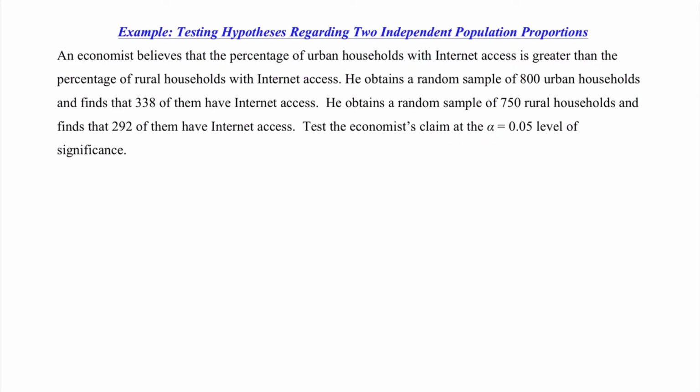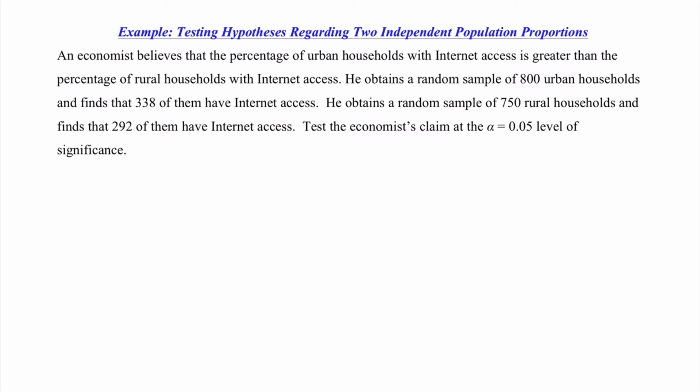Heading into our first example then, we're told an economist believes that the percentage of urban households with internet access is greater than the percentage of rural households with internet access. He obtains a random sample of 800 urban households and finds that 338 of them have internet access. He then obtains a random sample of 750 rural households and finds that 292 of them have internet access. We're asked to test the economist's claim at the alpha equals 0.05 level of significance.